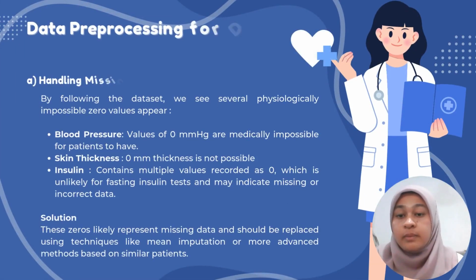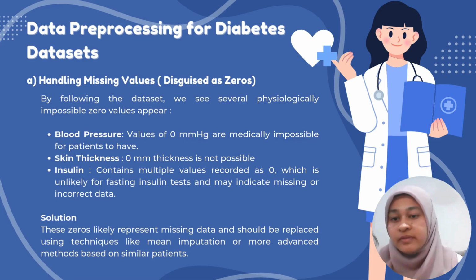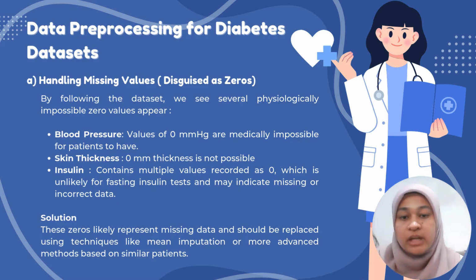First, we tackle a tricky pre-processing challenge. One is missing values. We found several impossible zero values in blood pressure, skin thickness, and insulin readings. Rather than using these misleading zeros, we replace them with the mean value and estimates based on similar patients.